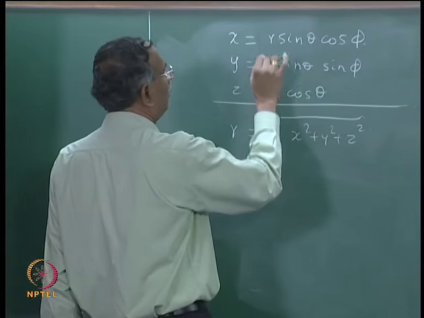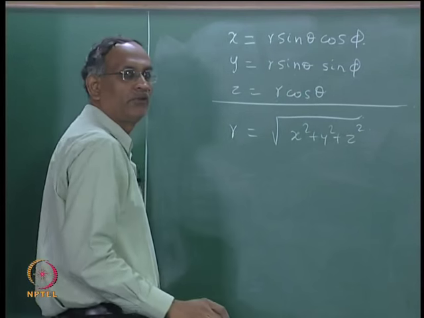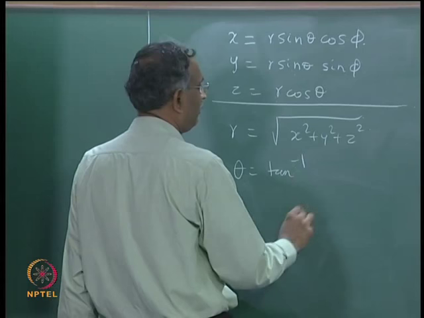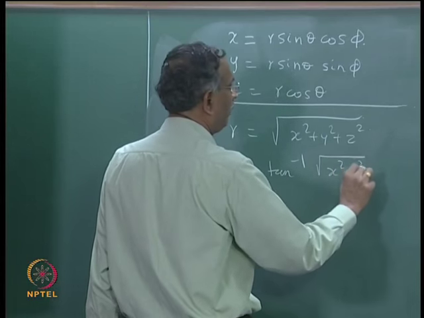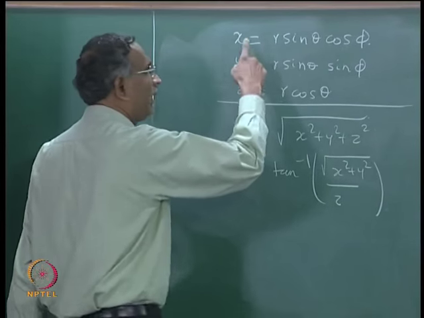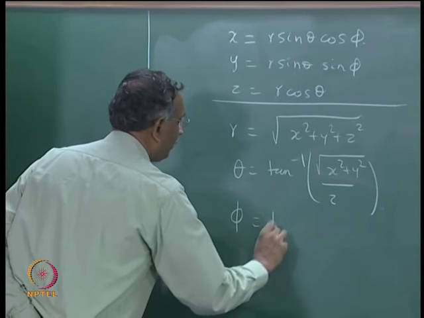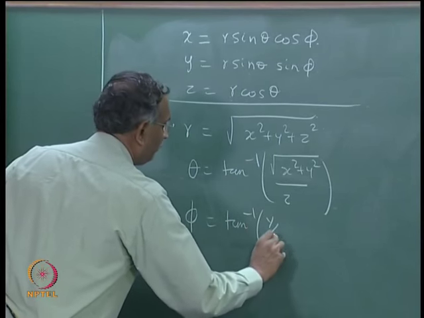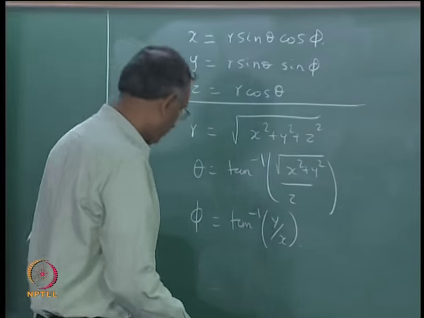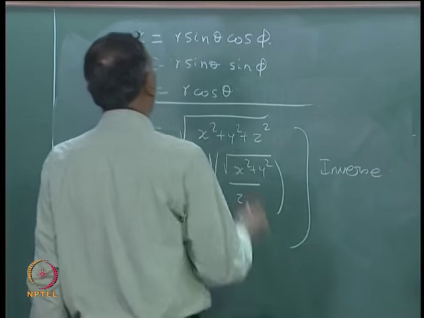And for getting theta, if you take the squares of these two, add them up, you get r square sin square theta. So, the square root of this sum gives you r sin theta. Therefore, theta is tan inverse square root of x square plus y square by z. Okay. And phi is of course y by x gives you tan phi. Therefore, phi is tan inverse y by x. Okay. So, these are the three inverse relations if you start from x, y, z.